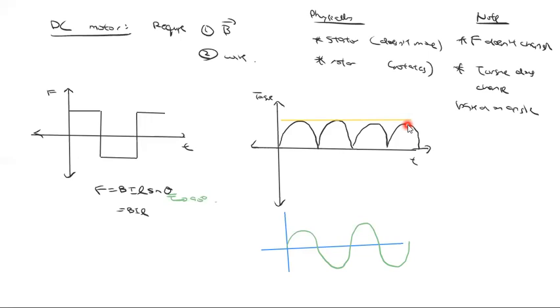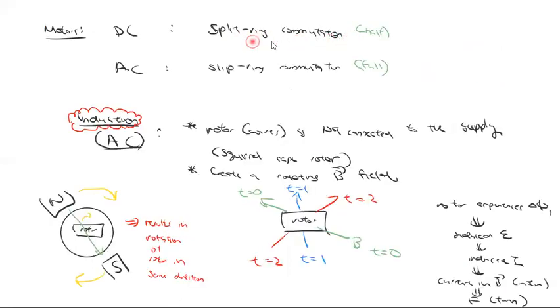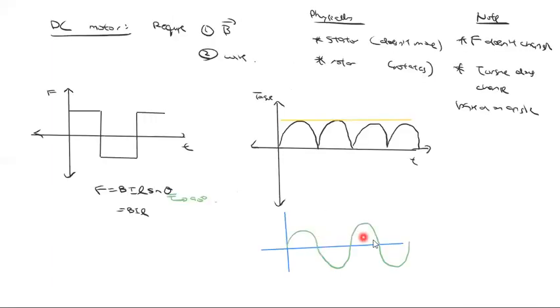And so the first thing we did is we used your split ring commutator to change the current direction. And because the current direction changes, then so does the torque. And so your first thing is to flip that over and make it the absolute value.